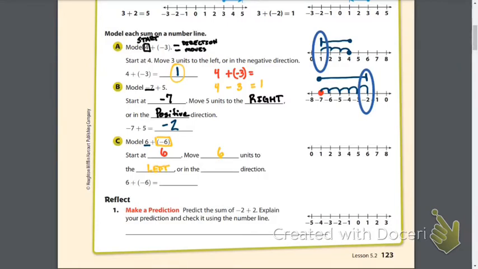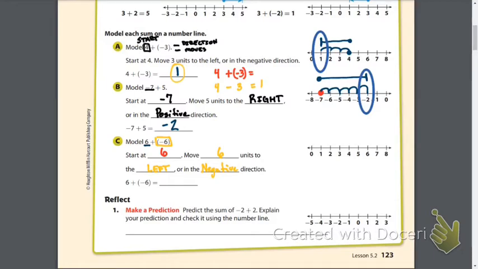Okay. Or in the, what direction is it? Left is what direction? Negative direction. Very good. Okay, it's the negative direction. So now we have 6 plus negative 6.